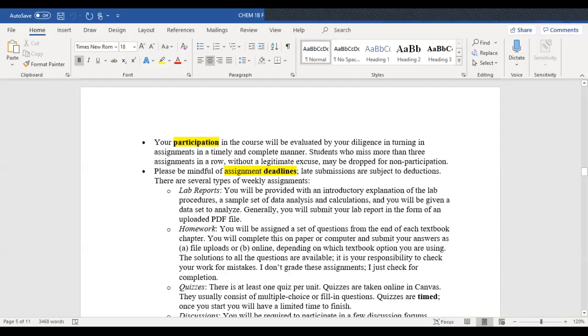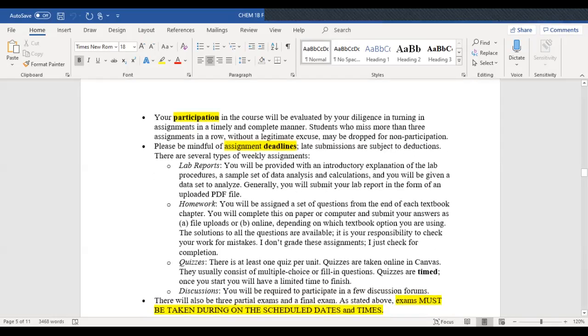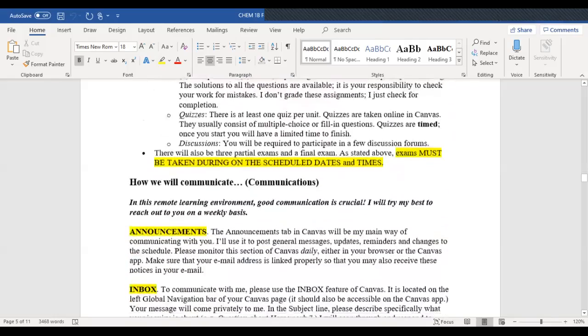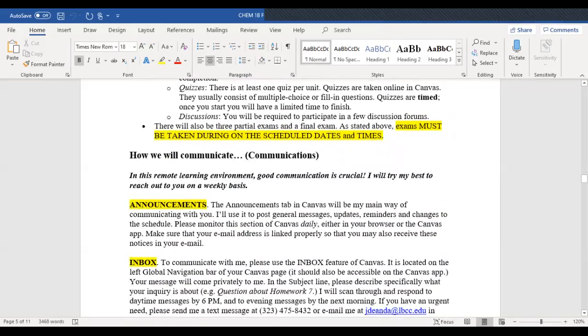Please be mindful of assignment deadlines. Yes, you have your own time to do these things, but there are deadlines, there are due dates, all right? And anything you submit late, the system might accept it, but when graded, it'll be assessed a deduction. I'll talk about some of the types of assignments later on. Remember, like I said earlier, exams must be taken during the scheduled days and time.